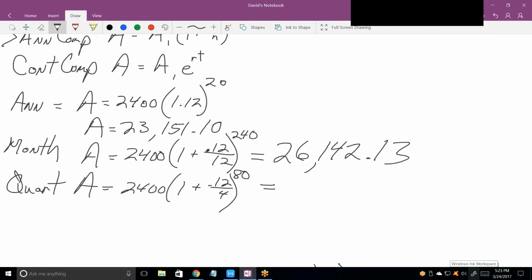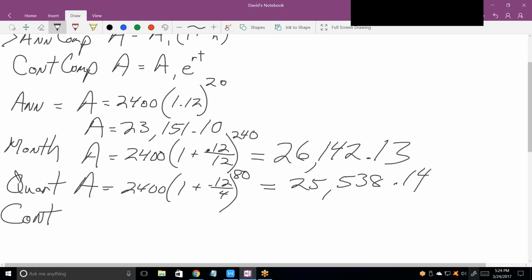This should be worse than monthly. Monthly is better than quarterly. Quarterly is compounding only 4 times a year. Well, monthly is more often. It's 12 times a year. So this number should be less than 26,142. Okay, 25,538.14. Okay. And finally, continuous.